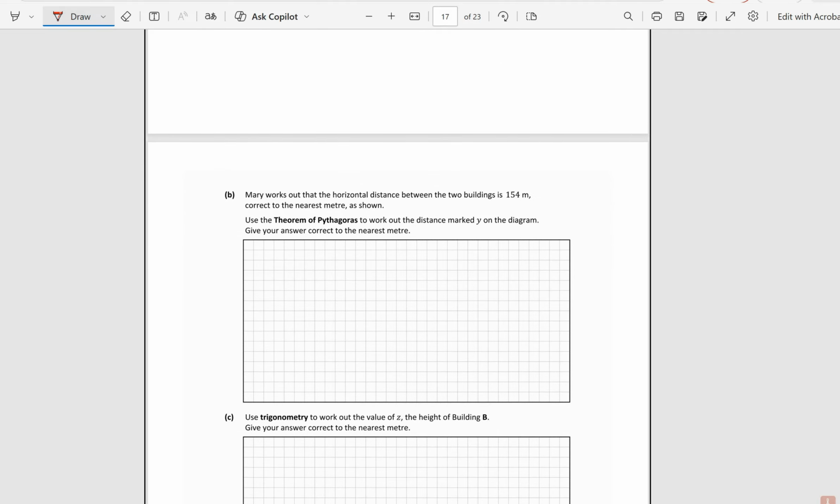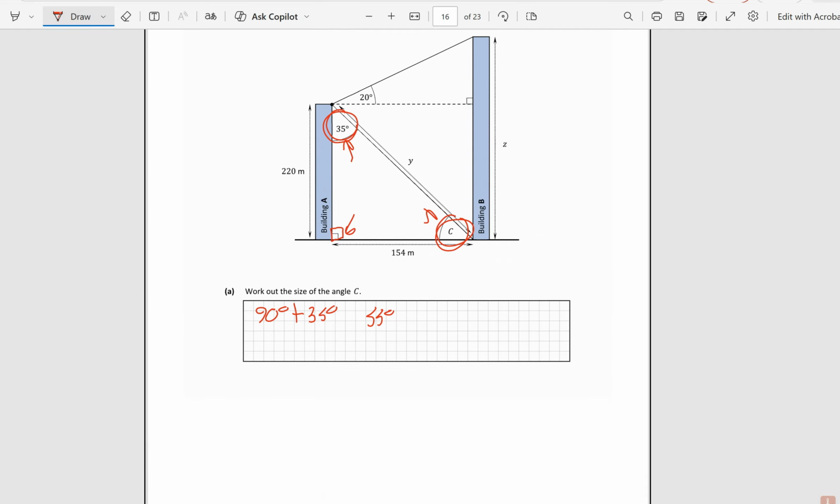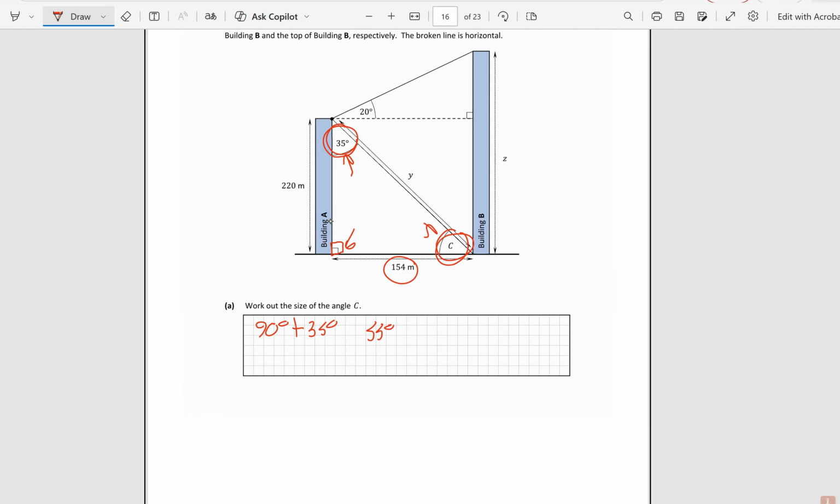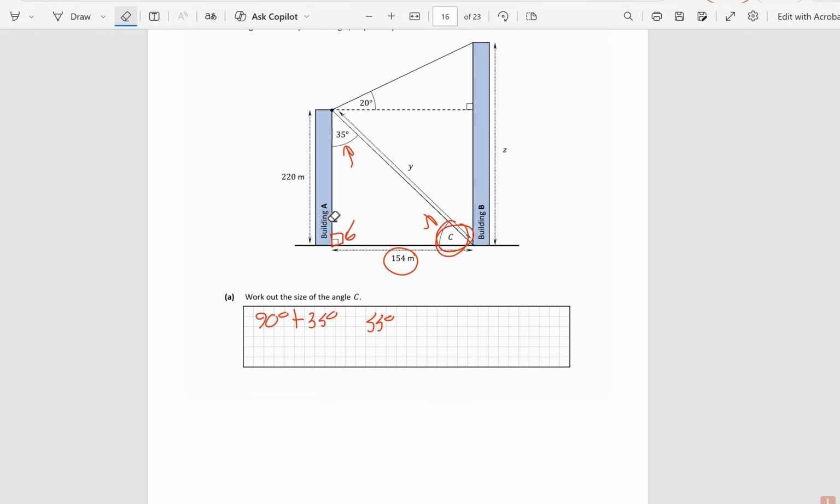Next one. Mary works out the horizontal distance between the two buildings is 154. Okay, so look there. Right, so we're given that. Just tidy this up.